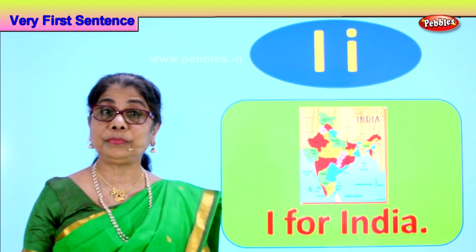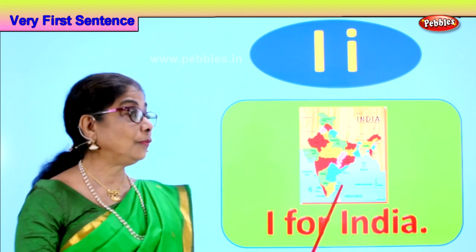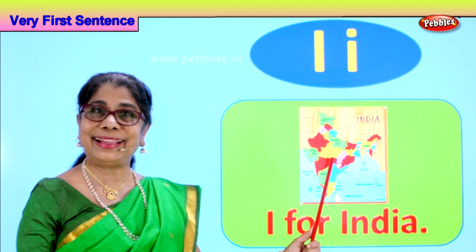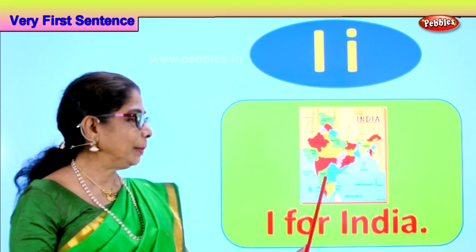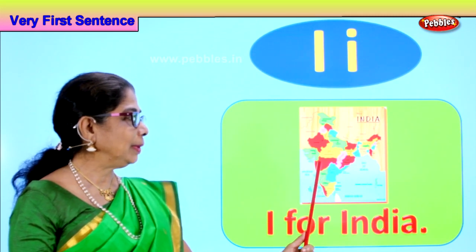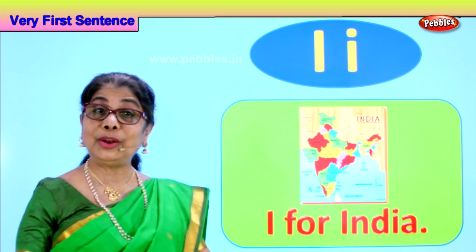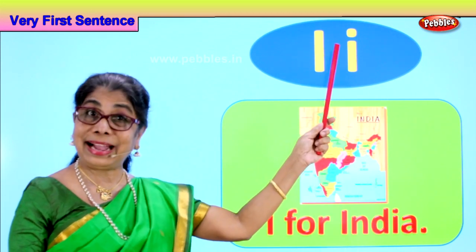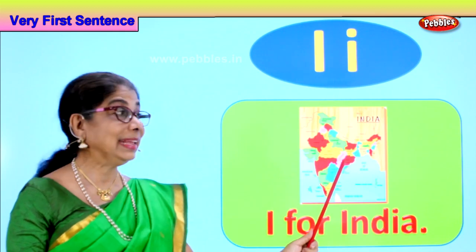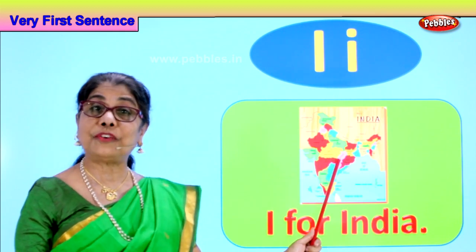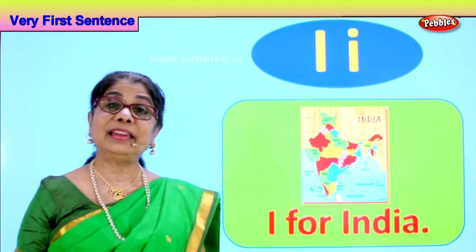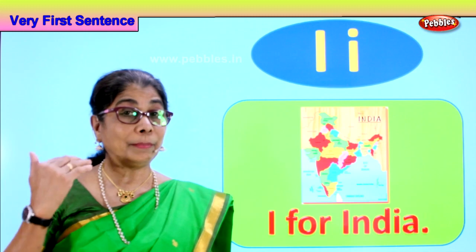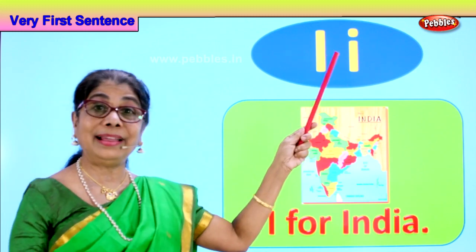In your book. If you open a map book, you'll find the map of India. And then you can find out which place you live. You may be living in Tamil Nadu, you may be living in Maharashtra, wherever you live or wherever you go to, you can look at a map and see. Letter I, sound E. This is a picture of India. I for India. Now, how do you remember? Keep in mind the sound of letter I.